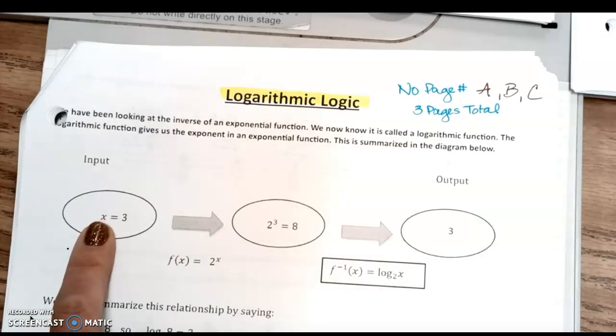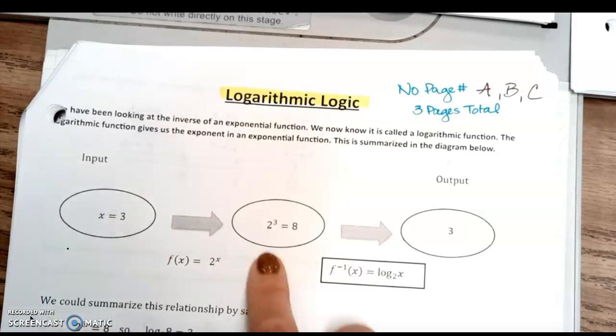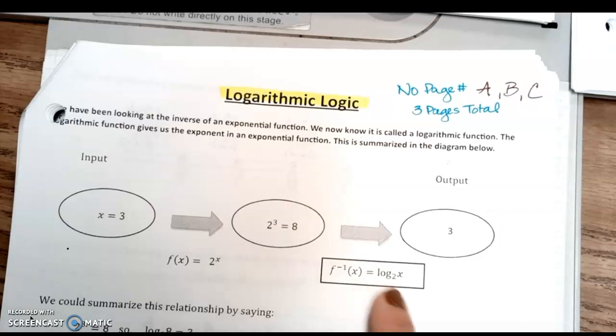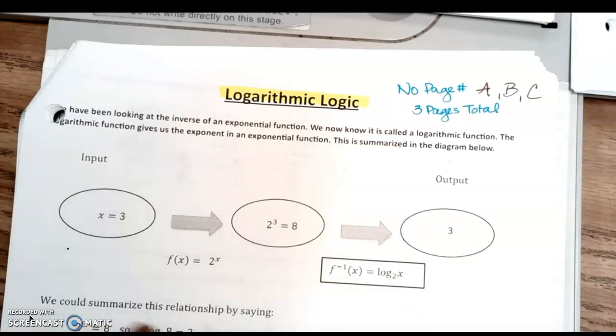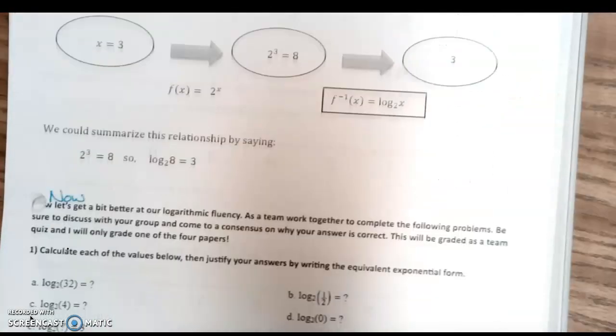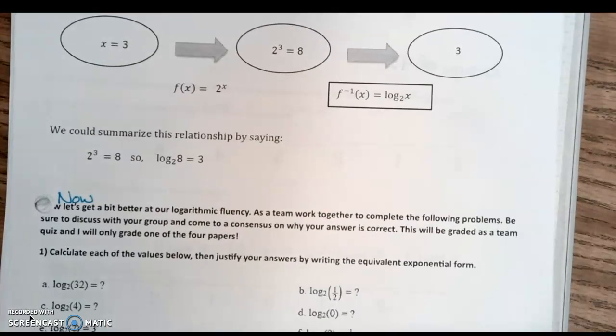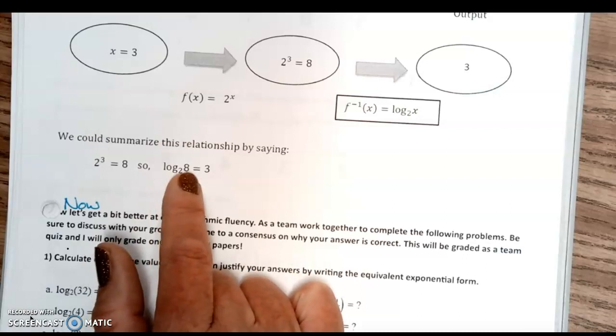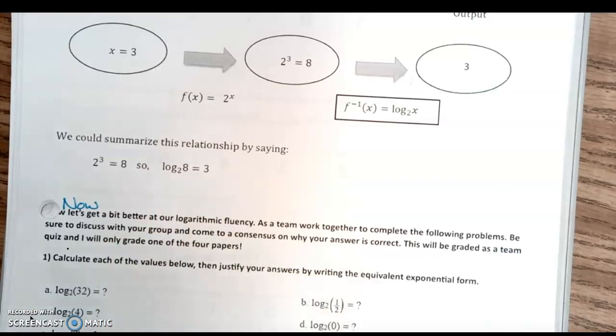So if we input a 3 into 2 to the third power, we get 8. So we have log base 2 of x is going to be 8. So we can summarize this relationship by saying that 2 to the third power is 8. So log base 2 of 8 equals 3.